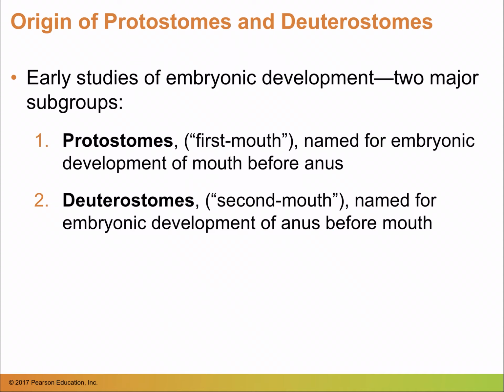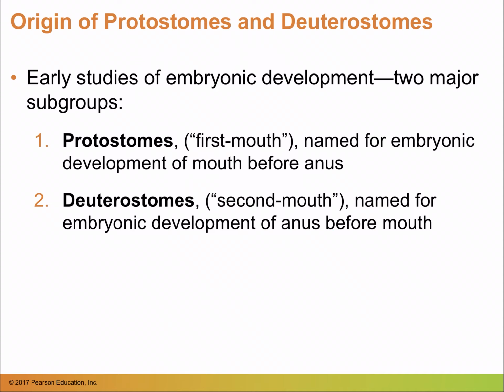So we'll spend a lot of time looking at this, I believe, in the next couple of chapters when we focus on the protostomes and the deuterostomes. But basically, we can further break down animals into two groups. So we've looked now at various other groups, but we can look at two big groups, protostomes and deuterostomes. Protostomes literally means first mouth, named for the embryonic development of the mouth before the anus.